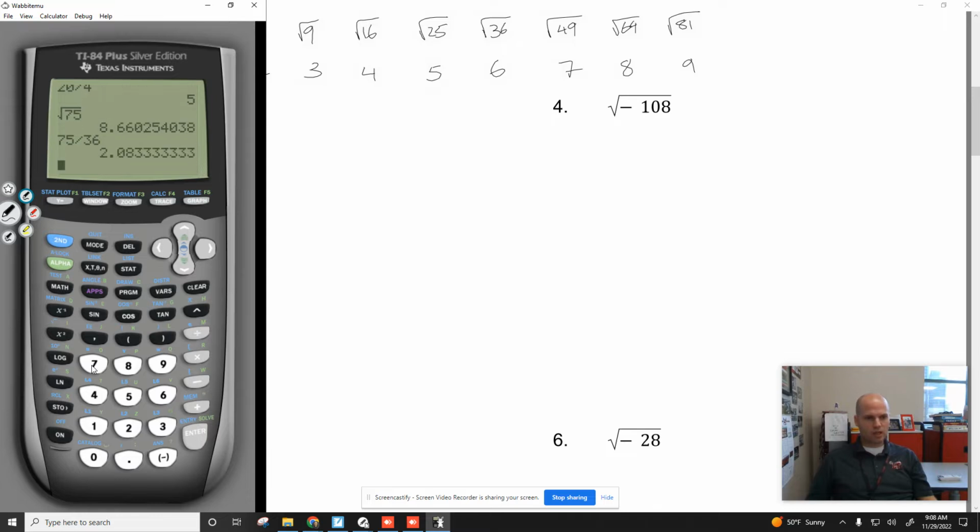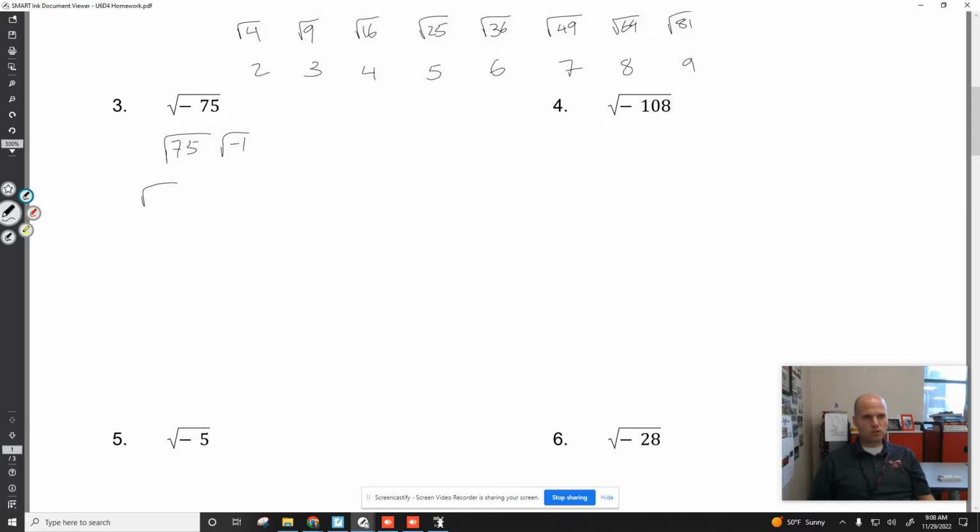Try 36. No, it doesn't work. Try 25. You want to find the biggest one. 25 works. That means 25 times 3 is 75. So root 25 times root 3 is root 75. You still have the root -1. The reason why we do this is because root 25 is 5. 5 stays. Root 3 cannot be simplified. The square root of 3 is just the square root of 3. We would leave that alone. And the square root of -1 we say is i. This is the simplified way of producing this imaginary number, the square root of a negative, which we can't do.